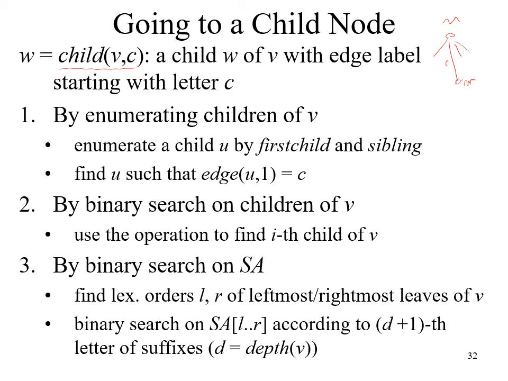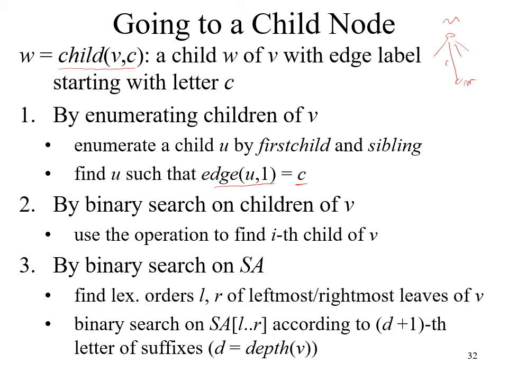The first one is we enumerate all children of V. We can enumerate children by using the first child and sibling operations on the succinct tree. Then for each child, we compute the first character of that edge. Then if it is C, then that node is the answer.